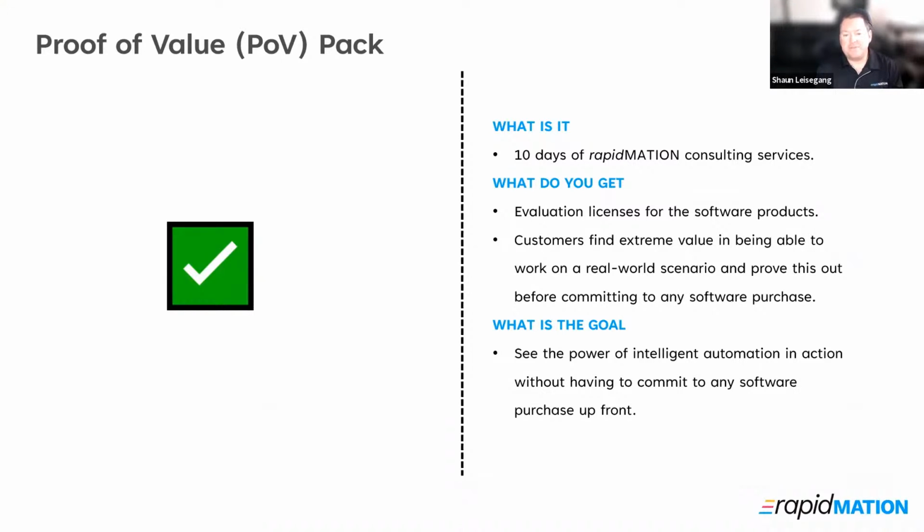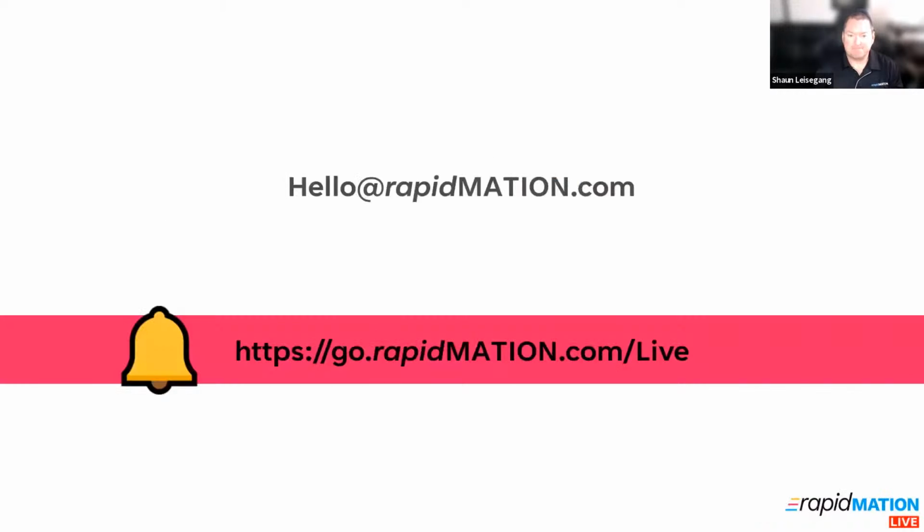And what people love about this is they love to be able to see the power of this intelligent automation in action in a real world scenario, so how it can actually help them and their businesses. It is a great place and easy way to start. So if you'd like to get started, like to find out more, certainly consider a proof of value pack.